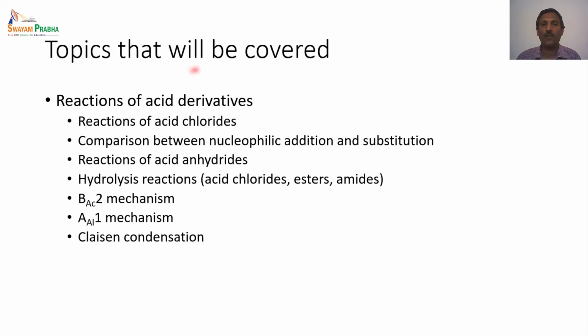Let us look at the topics that will be covered in this particular session. So we will be studying about reactions of acid derivatives, mainly the reactions of acid chlorides and the comparison between nucleophilic addition and the substitution reactions. We will also be studying about the reactions of acid anhydrides and the various hydrolysis reactions of acid chlorides, esters and amides. We will be studying about the base catalyzed acyl oxygen cleavage bimolecular reaction. We will also be studying about the importance of acid and base catalyzed alkyl oxygen unimolecular hydrolysis reaction. We will also be studying about Claisen condensation.